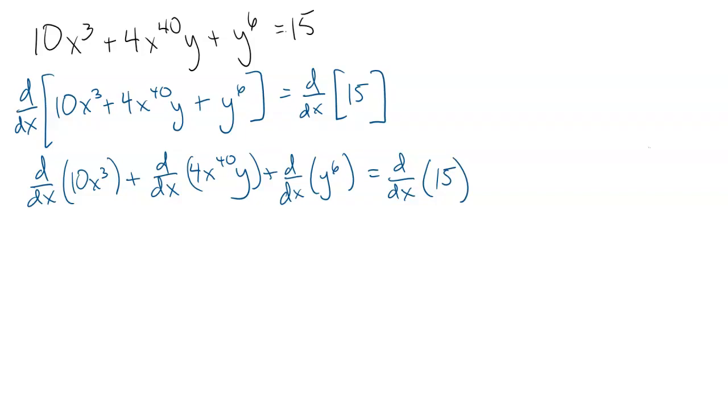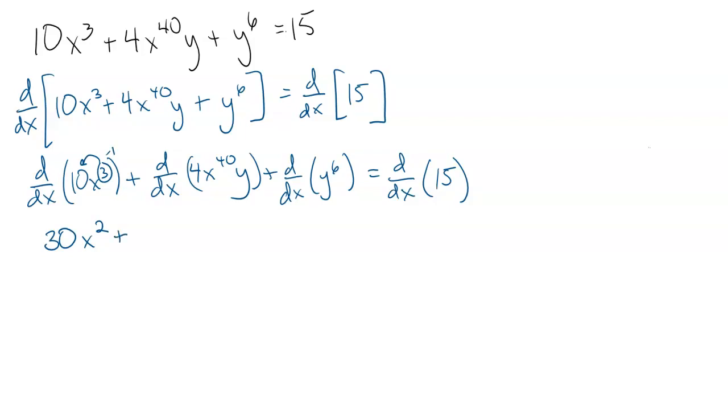Our first one is pretty straightforward, right? We're just taking the derivative, and there's only an x in here, so we're going to apply our power rule. I can multiply 3 times 10, and it gives me 30 in front. And when we subtract 1, it gives me x to the second.